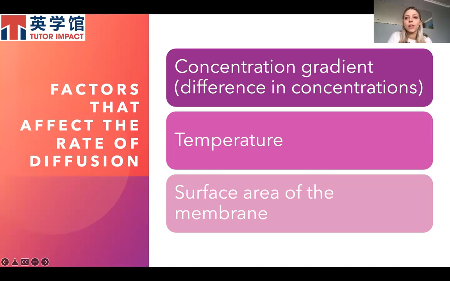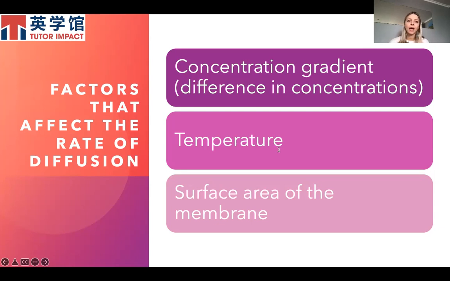Now, the last one we're going to be looking at, which is the third factor, is the surface area of the membrane. The greater the surface area of the membrane, the more space there is for particles to move through. So there is a faster rate of diffusion. If you have a longer cell membrane, there is more space for the particles to move through that membrane, and so there is a greater rate of diffusion.